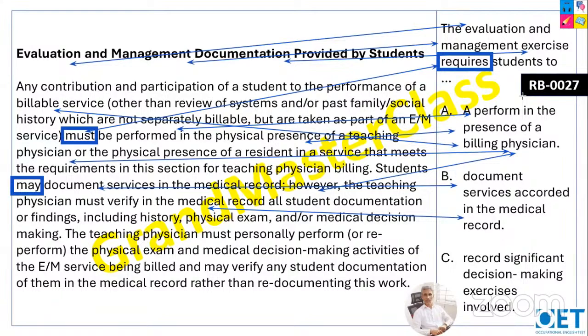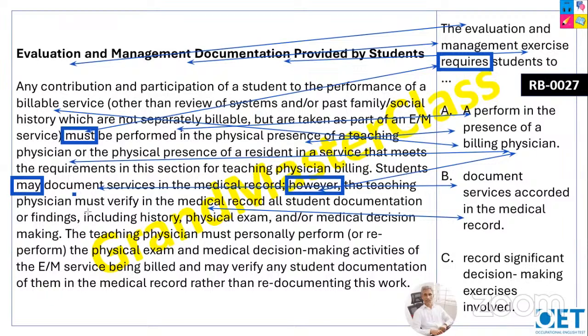Modals transform the level. May document means they can document. However is the twister. However, they may document. Some may document, some may not be documented. That's not a problem. However means but. This is a twister, means that is not accepted unless and until the verification of the physician, verified in the medical record.